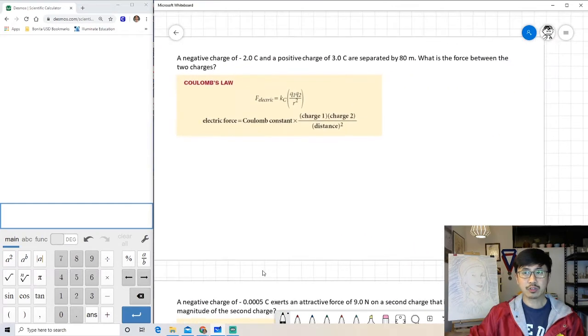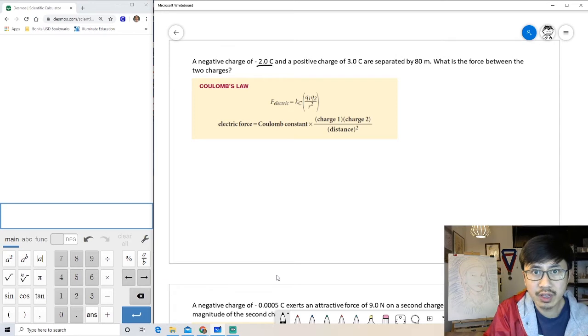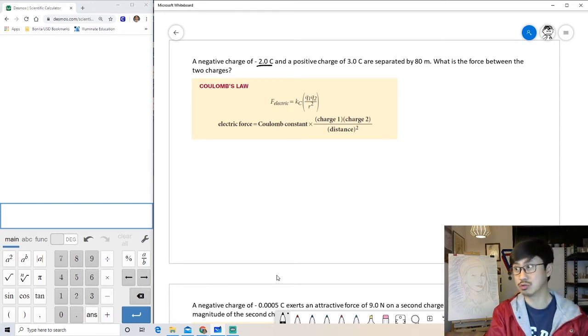Here's our very first question. A negative charge of -2 coulombs, that's huge, by the way. Usually the numbers that you'll get will be like 10 to the -9 coulombs. This is a really, really strong charge. And a +3 coulombs charge, these are really strong charges, are separated by 80 meters. That's not going to do anything, it's got to be way farther. What is the force between these two charges? This is a huge amount of force.